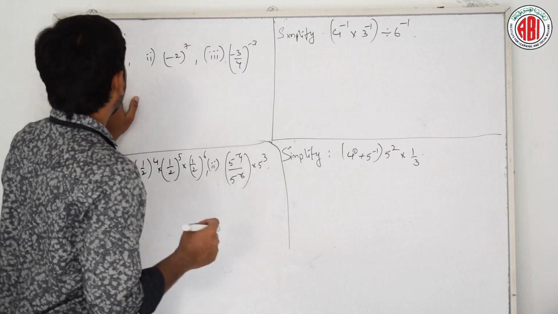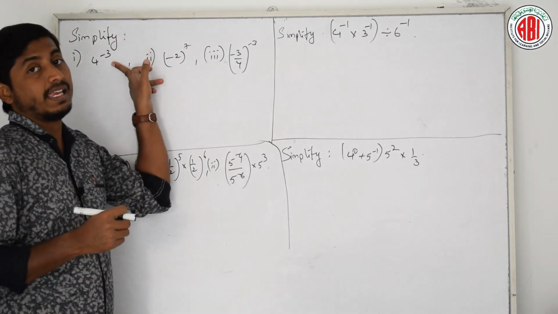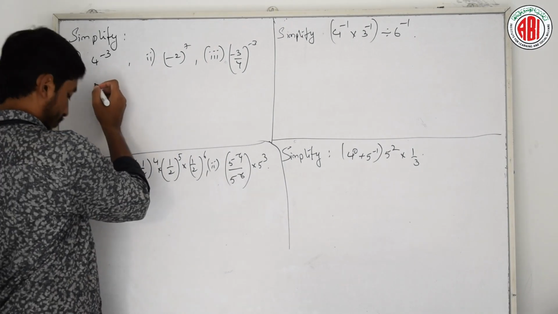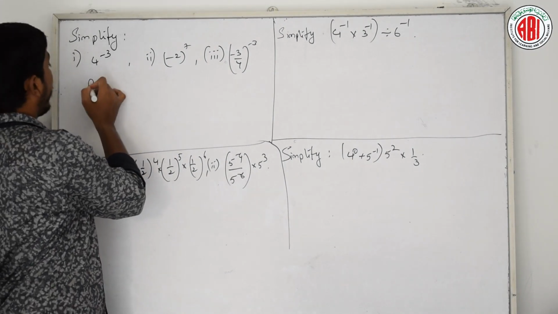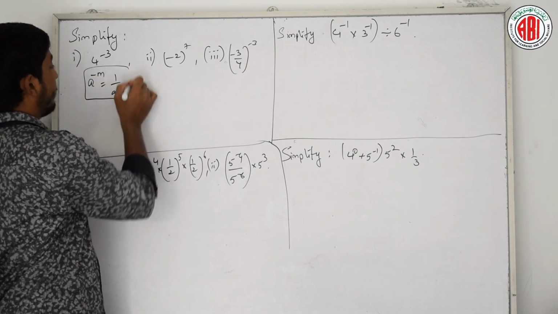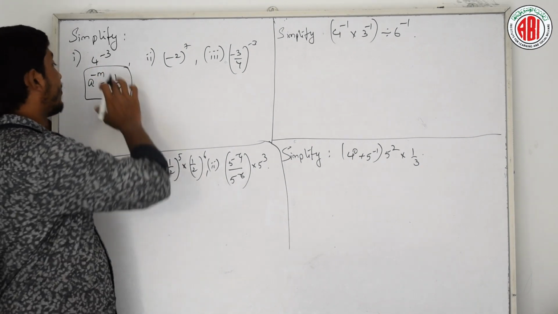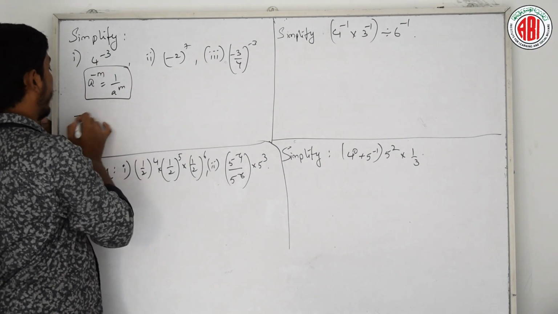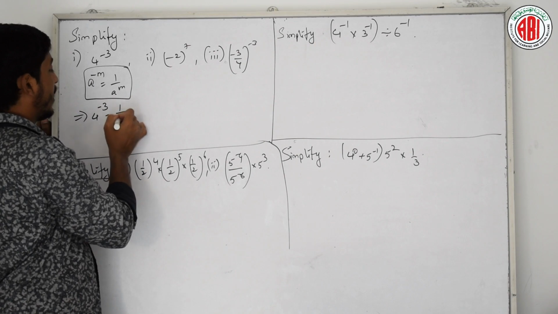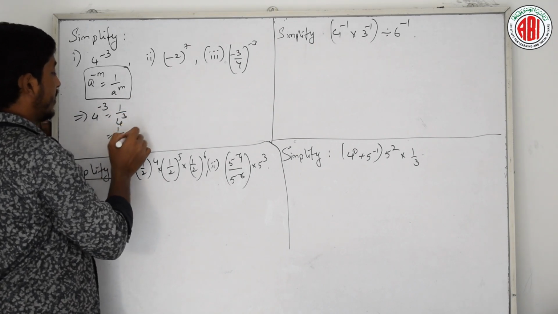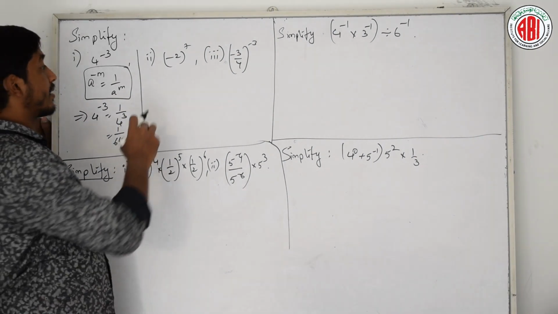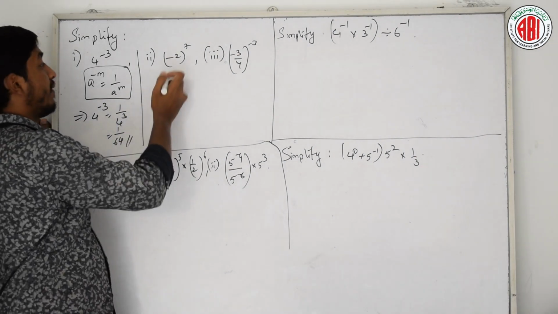Now see here, 4 power minus 3. This is in the form of a power minus m, that will be 1 by a power m. What is m here? 3. So 4 power minus 3 is equal to 1 by 4 power 3, that is 1 by 64. This is the answer. Is it fine?